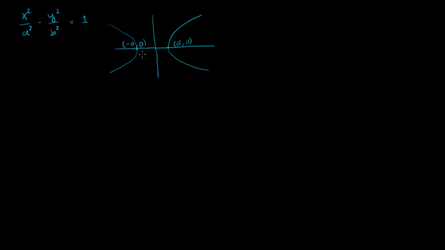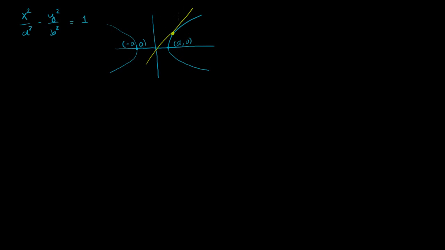So what I want to do is figure out a relationship between these a's and b's and the equation of a tangent line. So let's say I have a tangent line that looks something like this. Let's say it's tangent only at that point right over there. Let me draw it a little bit better. It would look something like that.